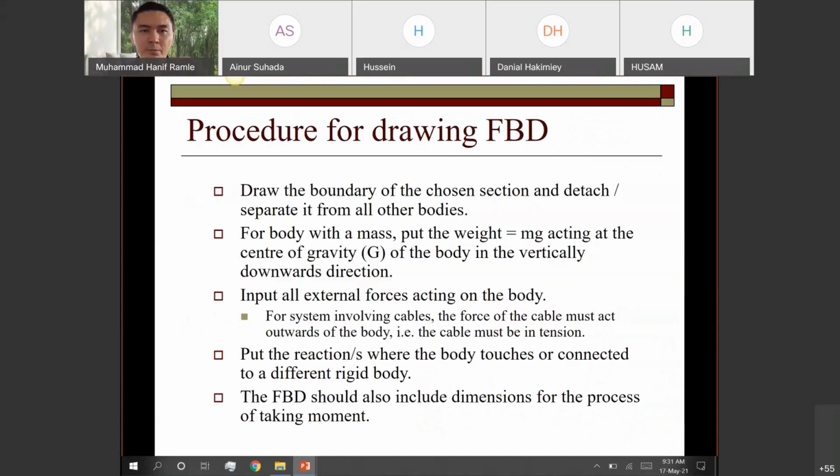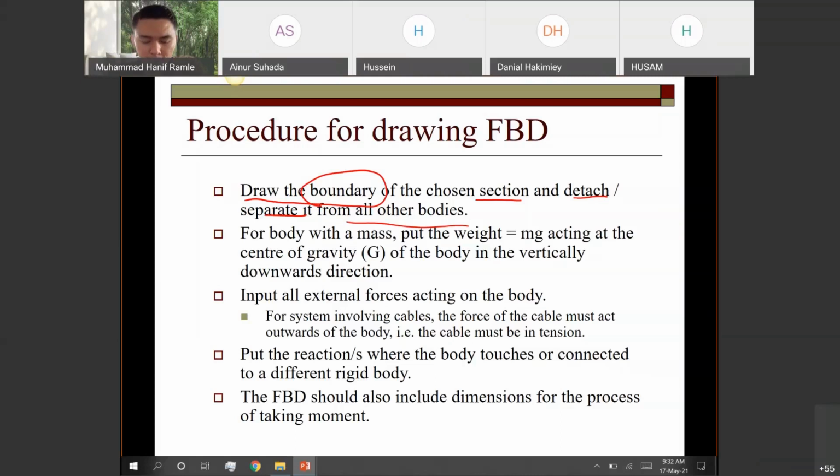A recap of the procedure for drawing the FBD. Again, let's recap together. The first thing, you draw the boundary, the geometry. Choose a section, detach it and separate it from other bodies. You choose only one, or you draw the overall system, for example. In some cases you can only use one section to get the solution, in other cases you have to use the overall system. It depends on the problem. It is very subjective, you have to determine it by yourself based on your understanding.